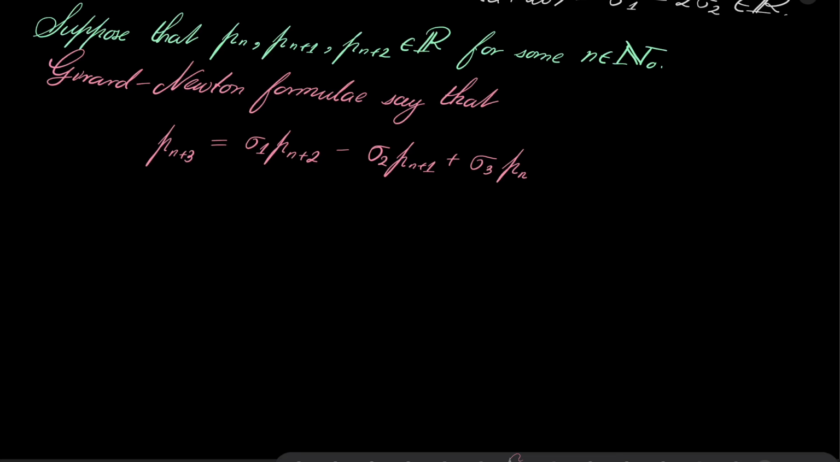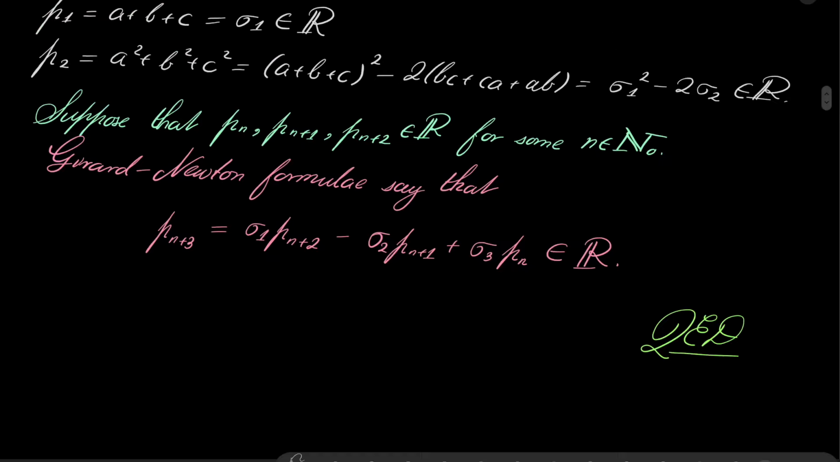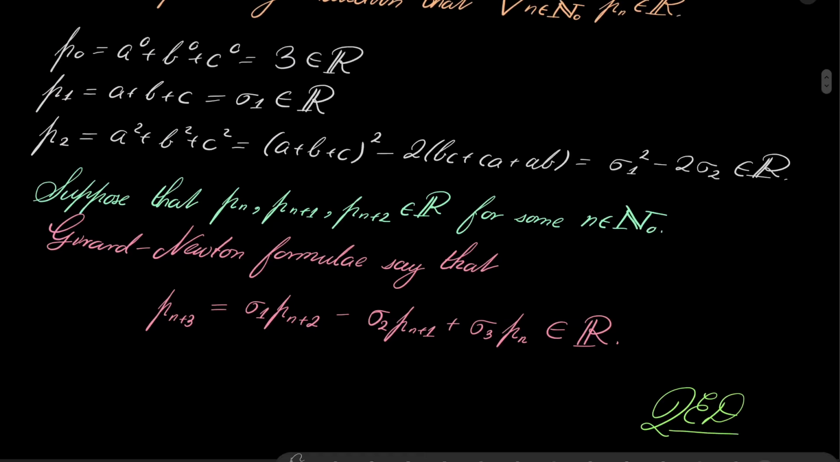Now, notice that since this is the case, this is also a real number, because everything which appears right here is either a real number by assumption or by inductive assumption, which concludes our proof, really, because this closes the induction and this closes our proof. So the basic idea was to express our a^n, b^n, and c^n in terms of these basic elementary symmetric polynomials, and that was it.